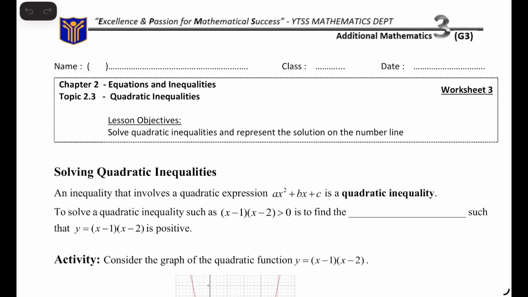Hi everyone, in this video, we'll go through Chapter 2 Worksheet number 3 on solving quadratic inequalities. So in this video, I'll go through how you solve quadratic inequalities and how you use a number line to represent the solution of a quadratic inequality.